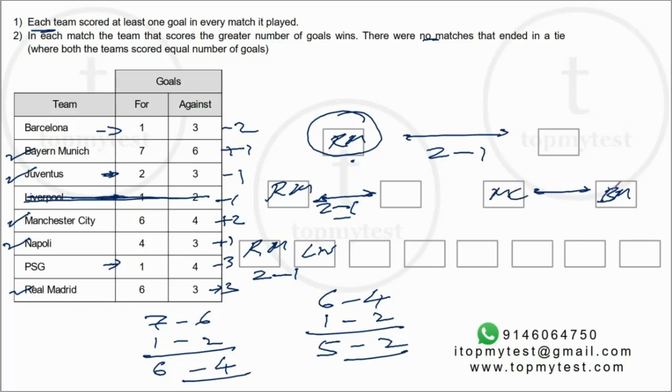Manchester City will be playing against Bayern Munich in the semi-finals. So who is the one left now? Napoli is the one left. So Napoli beat somebody and met Real Madrid in the semi-finals and lost 2-1. Now what will be the score of Napoli in the first round? Napoli lost 2-1. At the end of the tournament it was 4-3. Conceded 1, scored 1, conceded 2. So this will be 1, this will be 3.